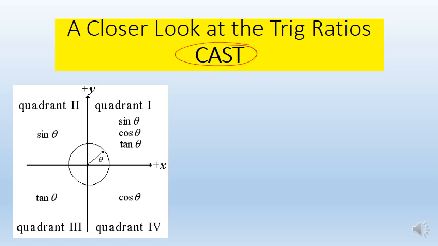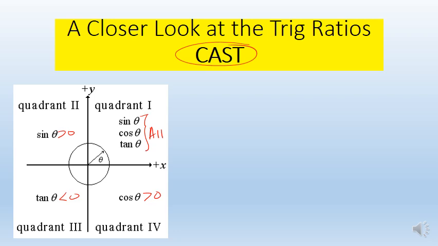Well, the first thing you notice here is that in quadrant 1, let's just start over there, all trig ratios are positive. In the second quadrant, it's only sine theta that's positive. Third quadrant, tan theta. And finally, in the fourth quadrant, cos theta is positive. And remember here, when I use the CAST system in this sense, I'm talking about positive angles.